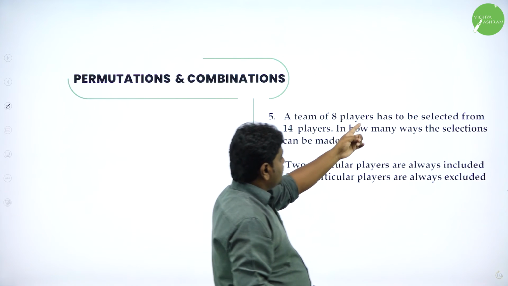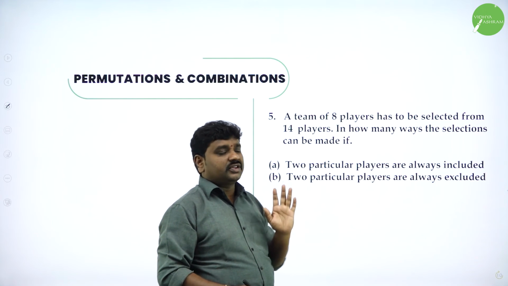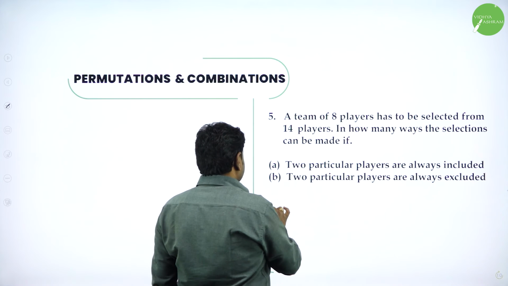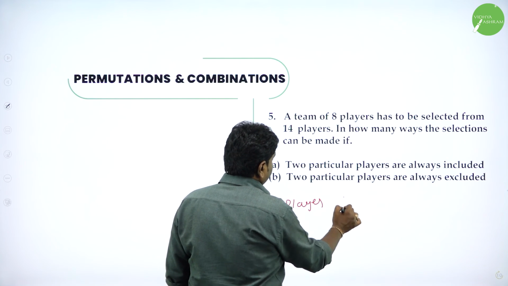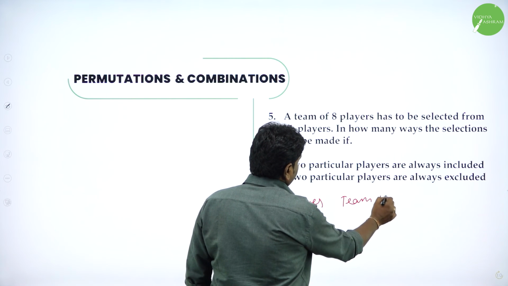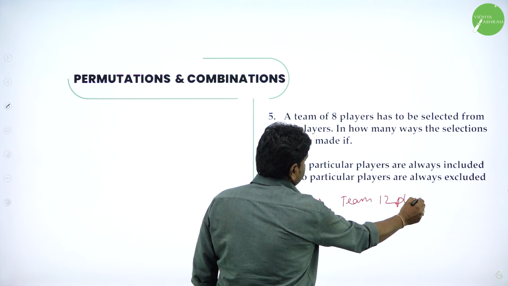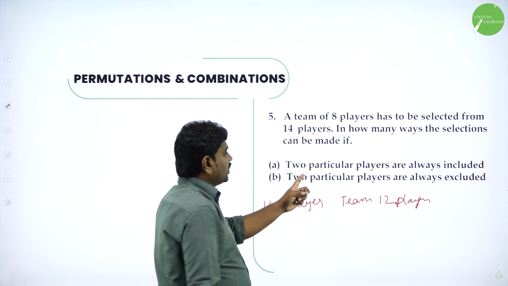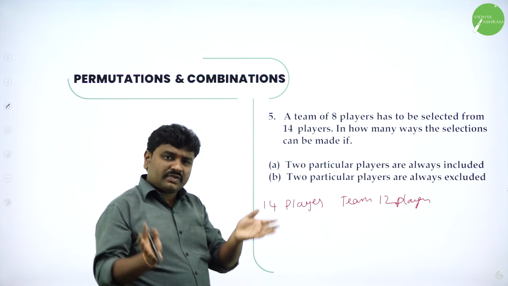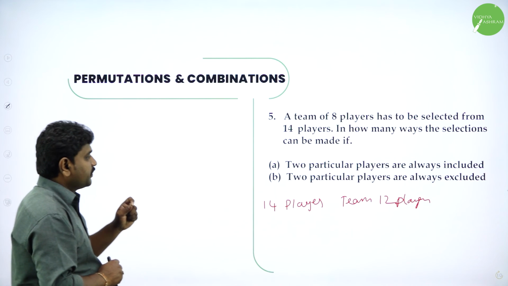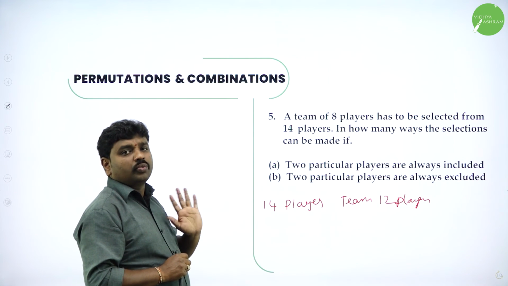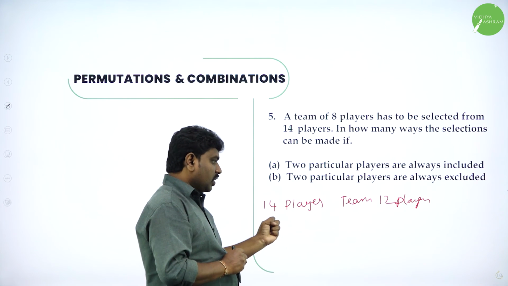A team of 8 players has to be selected. You have to select 8 players out of 14 players. Total we have 14 players. This is the restriction. Now, two particular players are always included. Always you should include two players, which means you don't have scope to select those two. Out of 14 you have to always select them.